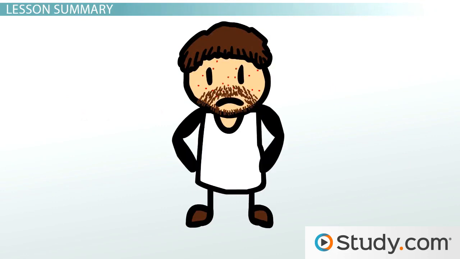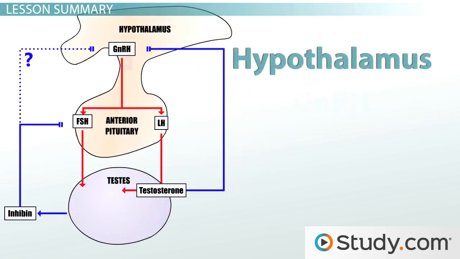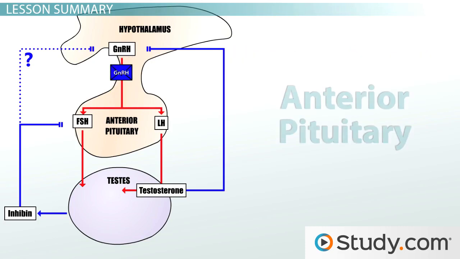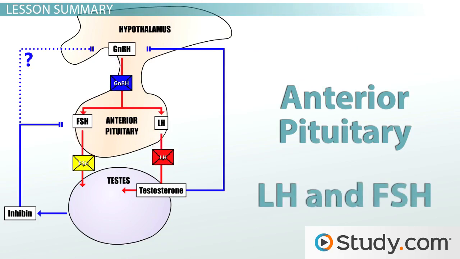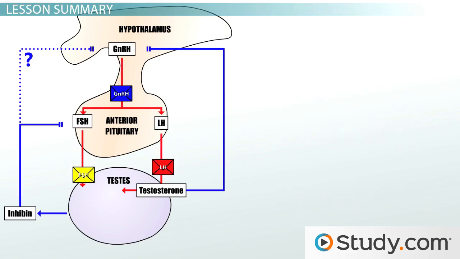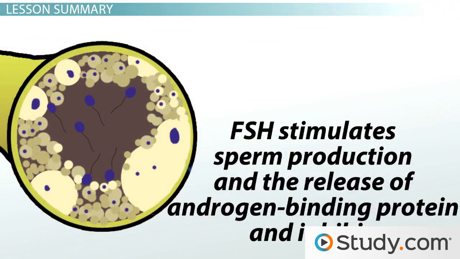Boy hits puberty, boy's HPG axis kicks into gear, triggering the hypothalamus to produce GnRH. GnRH is released in pulses. It travels to the anterior pituitary, where it releases LH and FSH. LH and FSH both travel to the testes, where LH stimulates testosterone production in the interstitial cells, and FSH stimulates sperm production and the release of androgen-binding protein and inhibin.